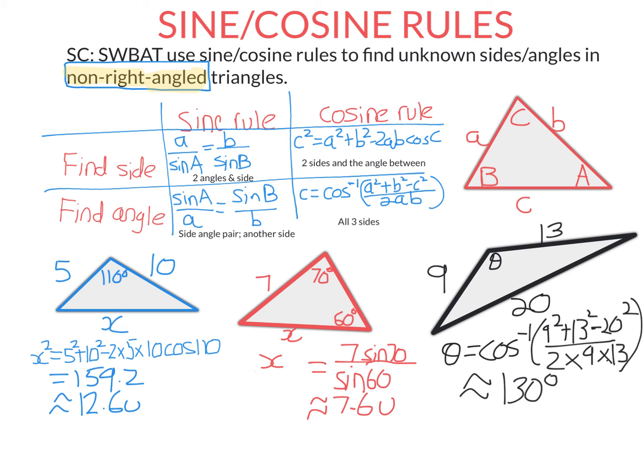And that makes sense because this angle is opposite the longest side. This must be the largest angle in the triangle. So we'd expect 130 degrees would definitely be the largest angle in a triangle. If we got an answer like 30 degrees, we know we would have done something wrong.